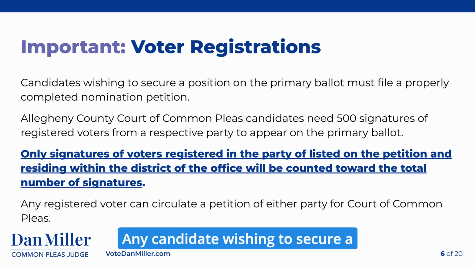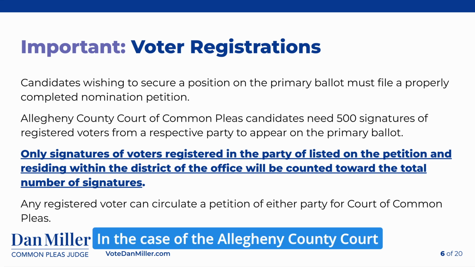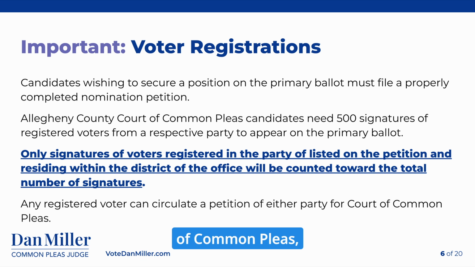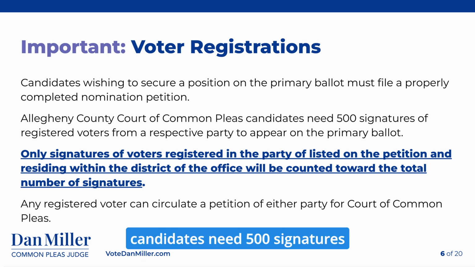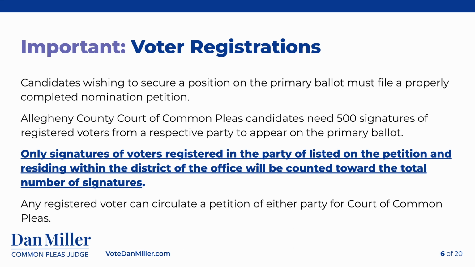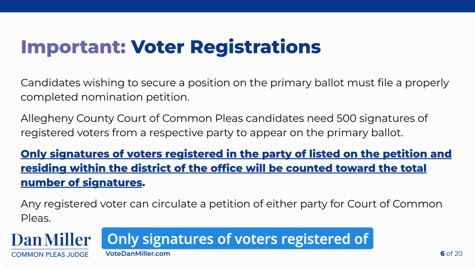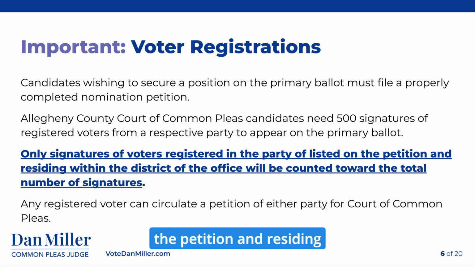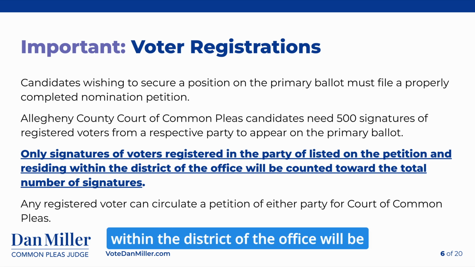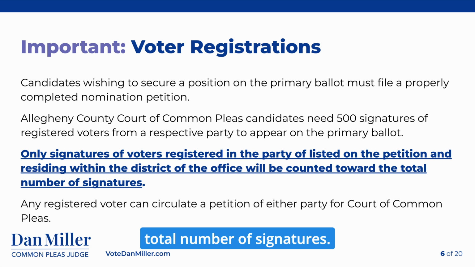Any candidate wishing to secure a position on the primary ballot must file a properly completed nomination petition. In the case of the Allegheny County Court of Common Pleas, candidates need 500 signatures from registered voters from the respective party for which they want to appear on the primary ballot. Only signatures of voters registered of that party listed on the petition and residing within the district of the office will be counted toward the total number of signatures.